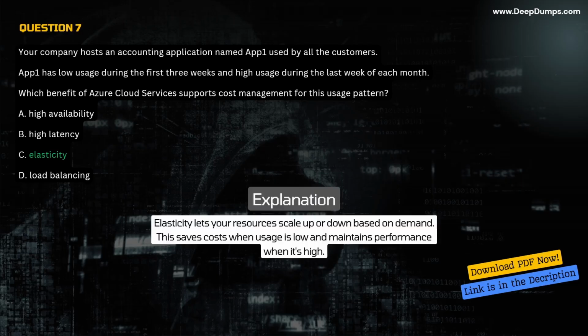Explanation: elasticity lets your resources scale up or down based on demand. This saves costs when usage is low and maintains performance when it's high.